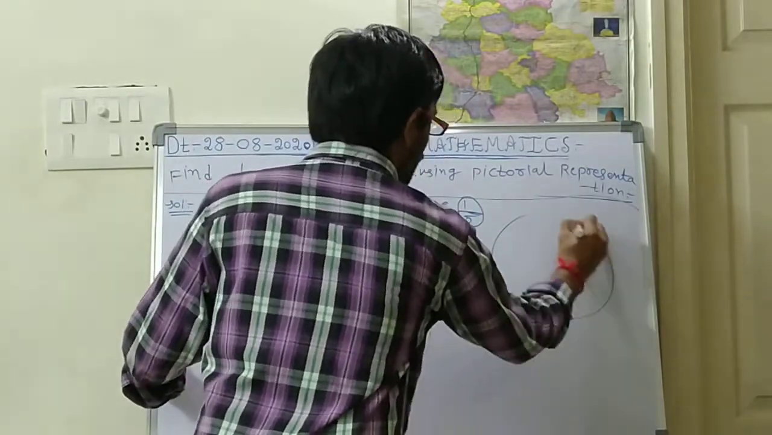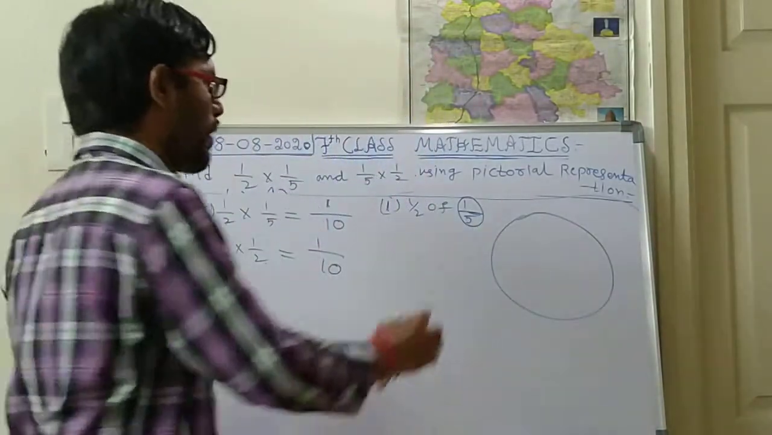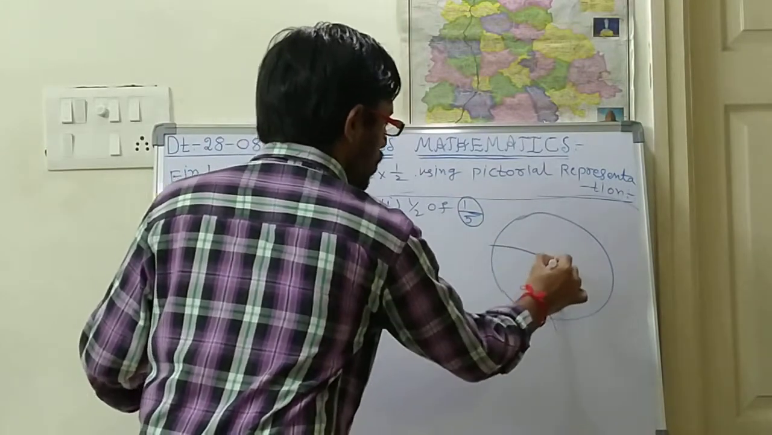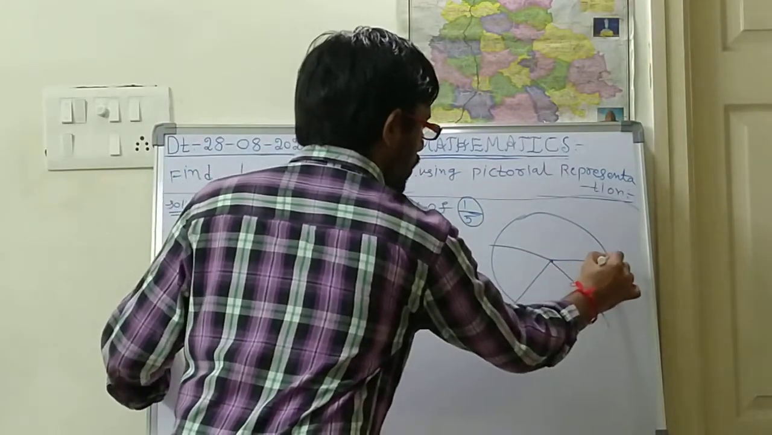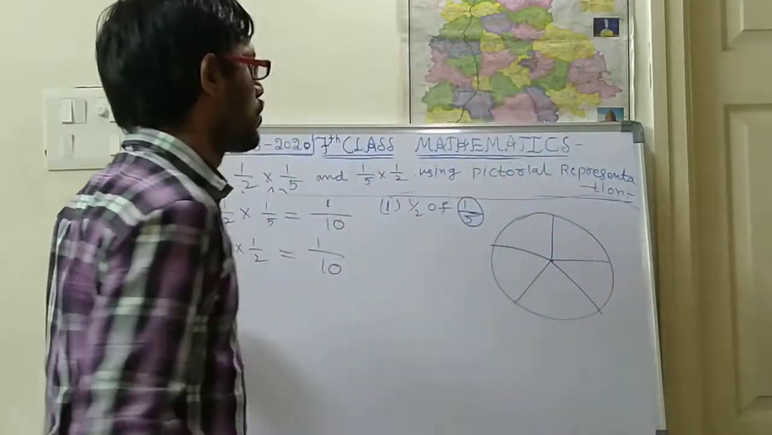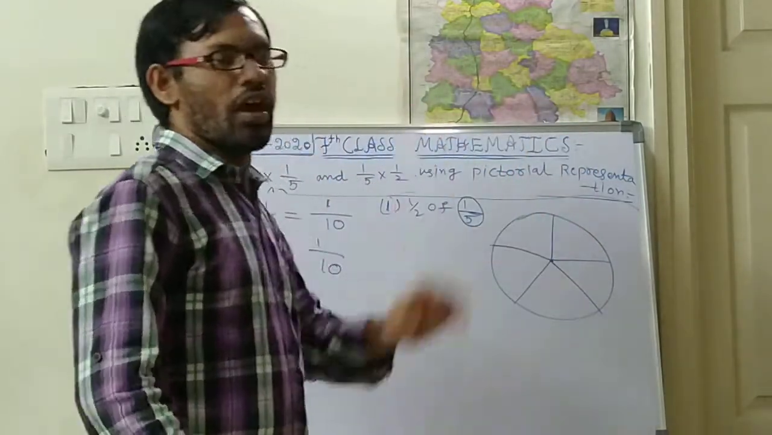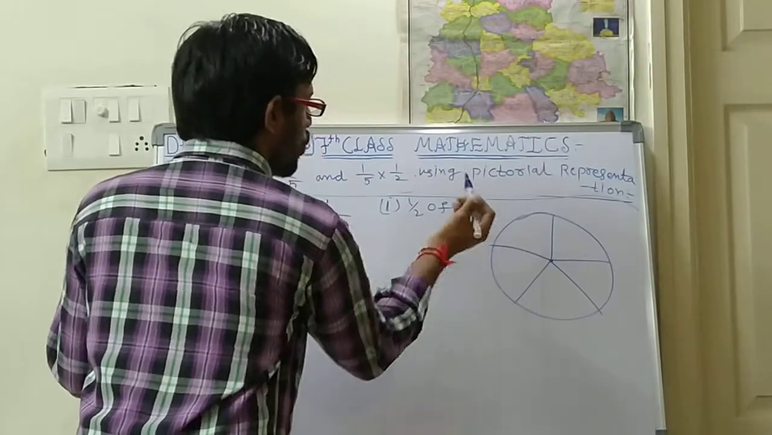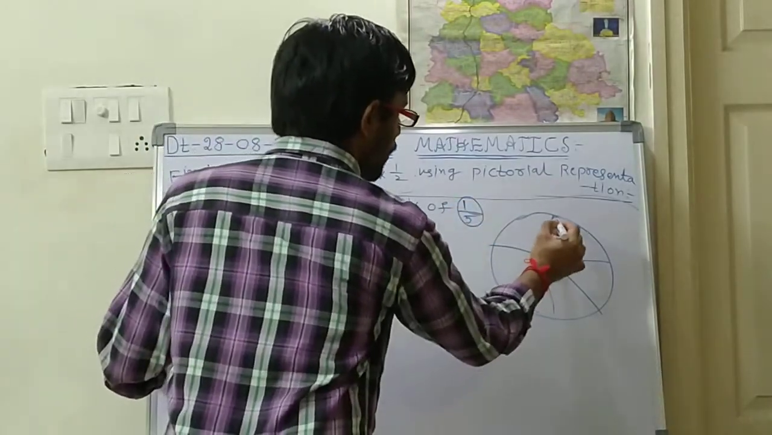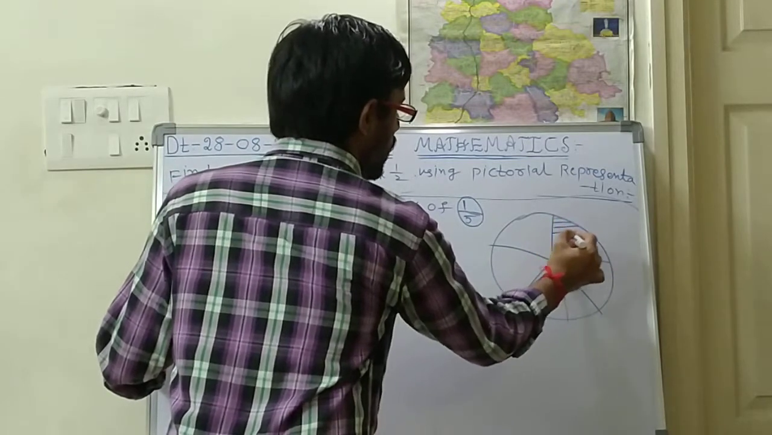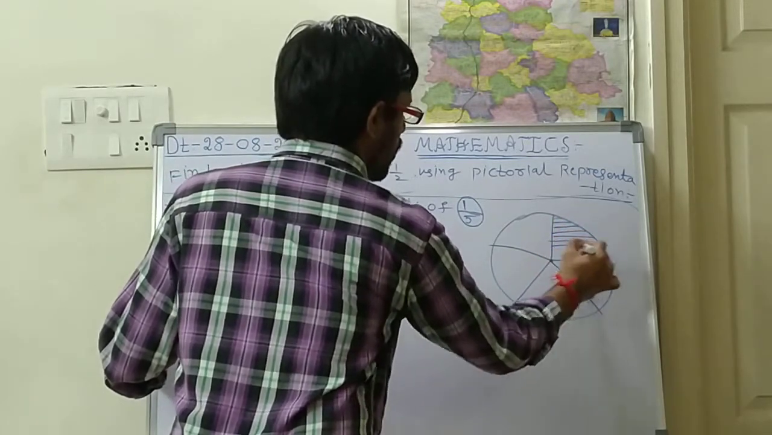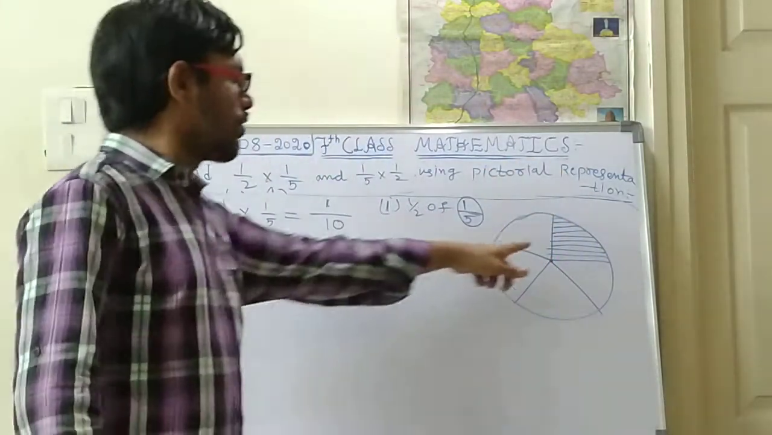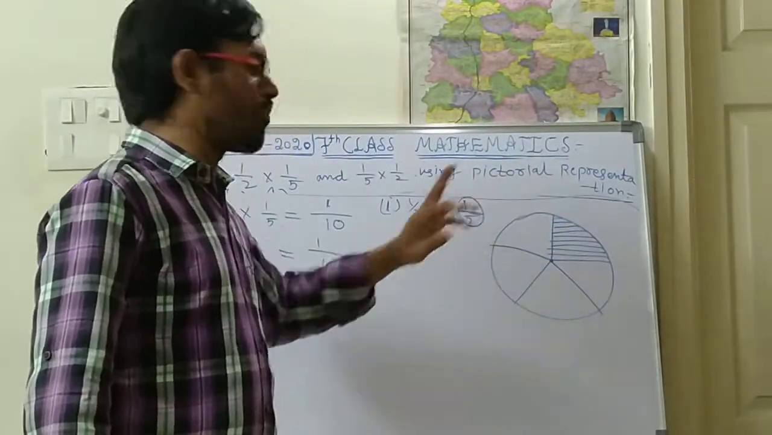So in a circle I am taking 5 parts. 1 2 3 4 5. So 1 2 3 4 5 parts I have taken. In the 5 parts, how many regions do I have to shade? Only one region. So this region I will shade. Is it clear, children? One part I have shaded from the 5 parts.